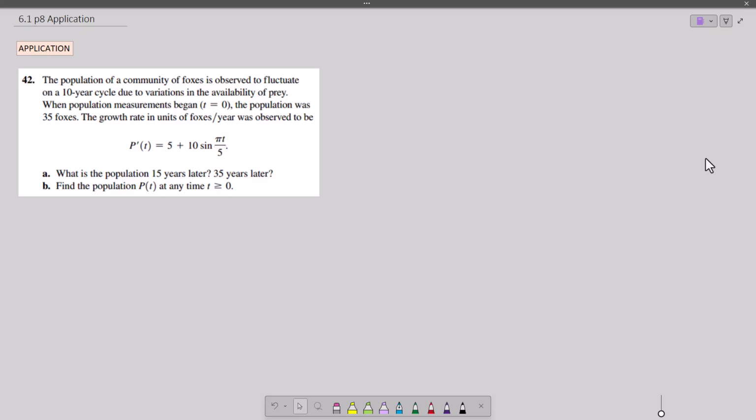They bring it back to the company, and then the math people are going to build the function that's going to predict the future. So there we have our rate of change, and we want to use that to predict things. So let's see what happens. For the population, I'm going to do B first. B makes more sense to do first. That's the whole point: let's build P of t. If we can build P of t, then we can plug in the 15 and the 35. Once we know what the P function is, we'll evaluate it. So we'll do that first.